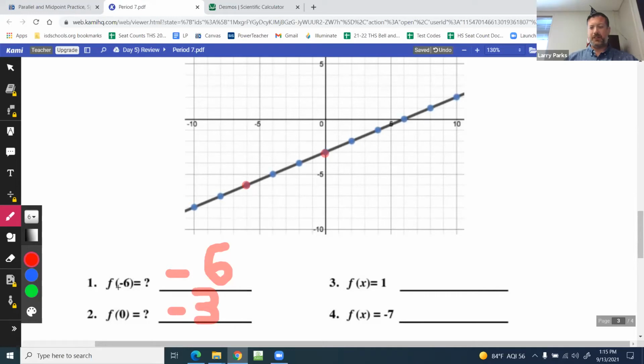So that's all you would do, you just plug it in. If they ask for f of 6, you'd say 0. F of 8, you'd say 1. F of 10, you'd say 2. Now these are saying what value makes the y value 1. So instead of tracing this, you'd go up to 1, trace that over, trace it down, and you get 8. So if I plug in 8, I get back 1. So this should be 8.